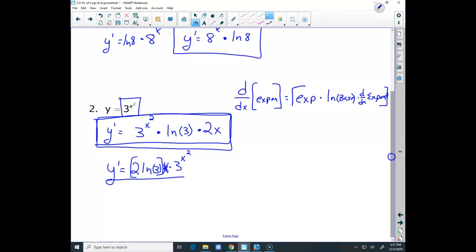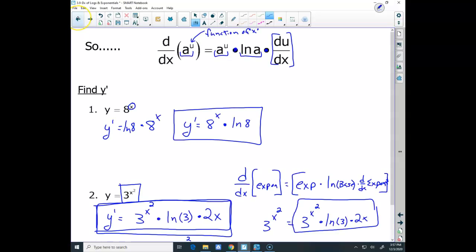And that's how I think about it. And I just look at it. So when it was down here, it was 3 to the x squared. My derivative of that is the same thing times the ln of the base, like I said before, times the chain rule derivative of the exponent. There it is. Okay?